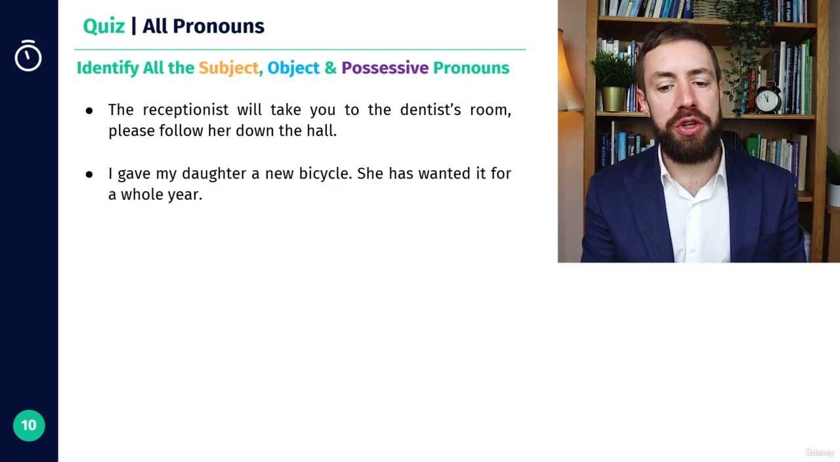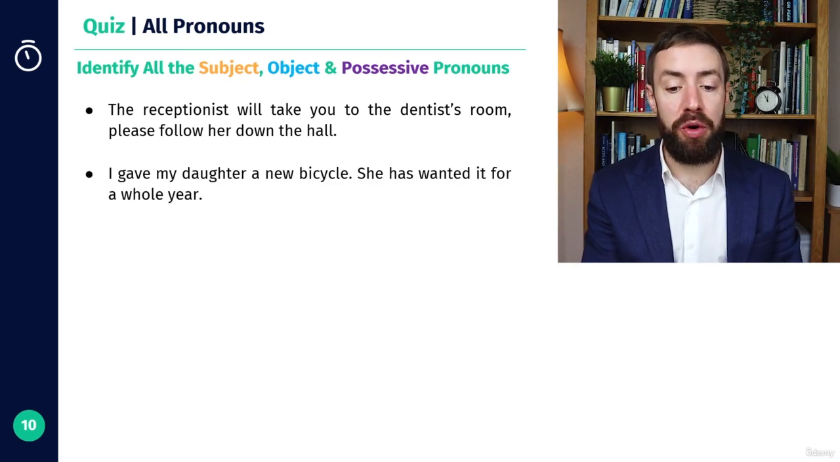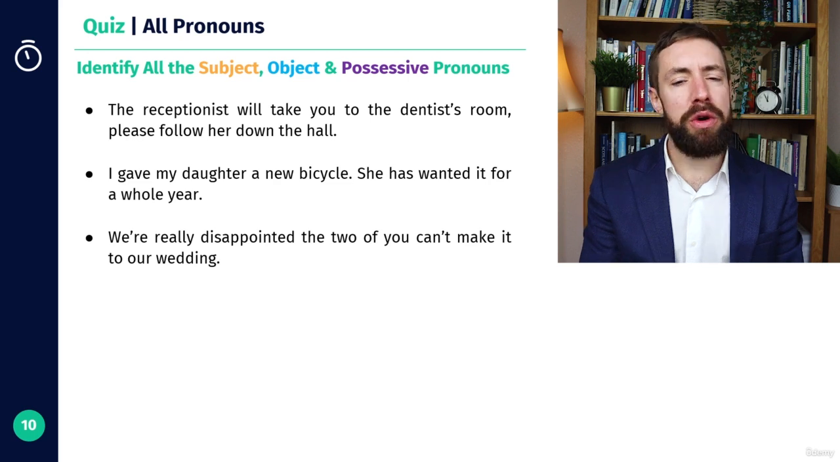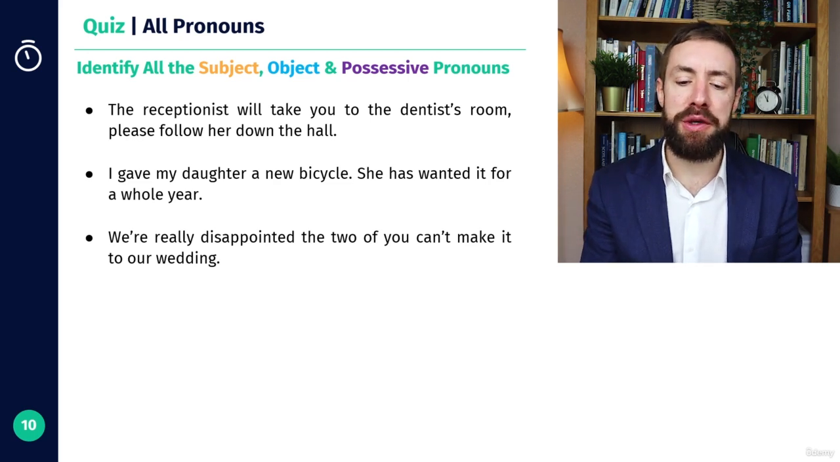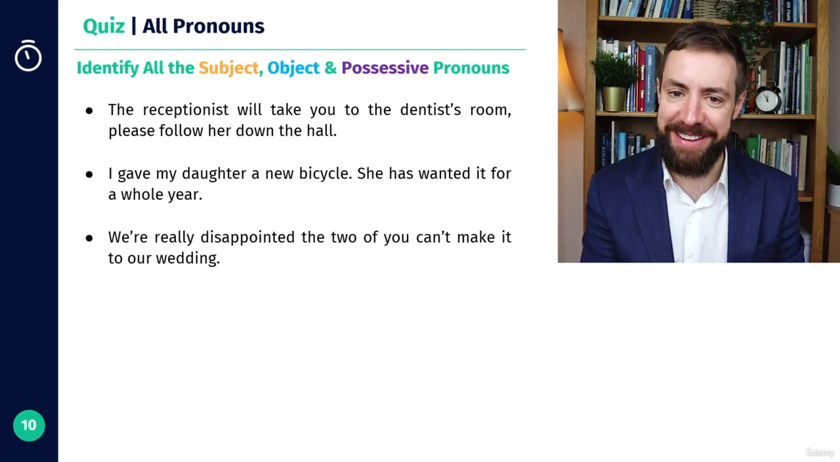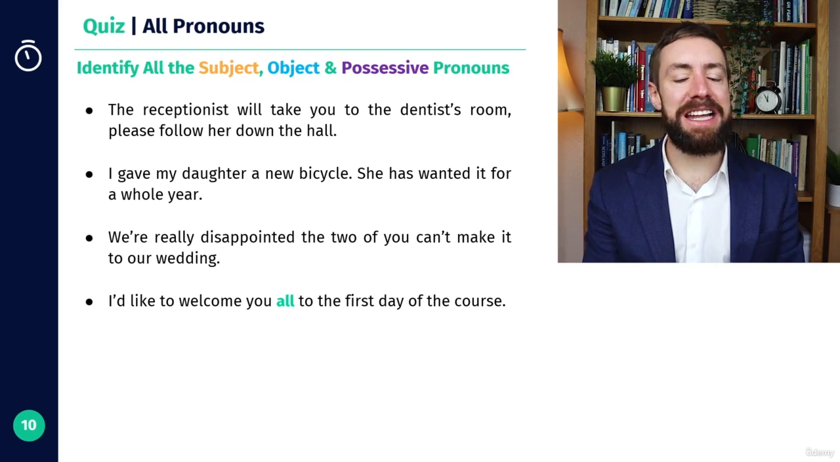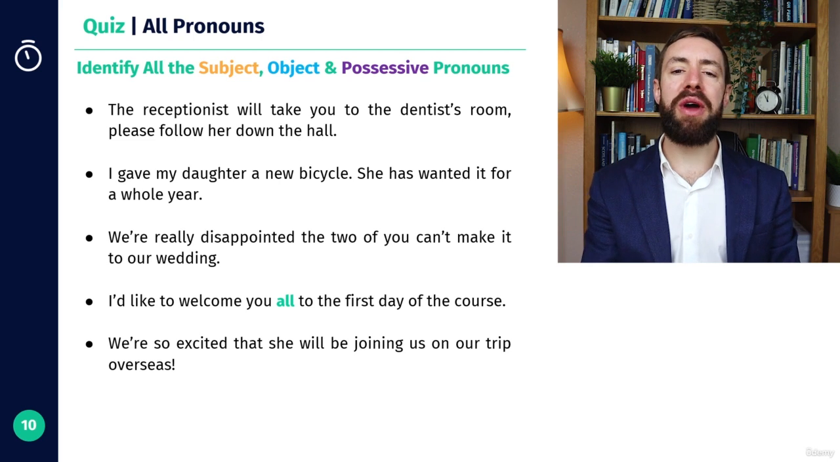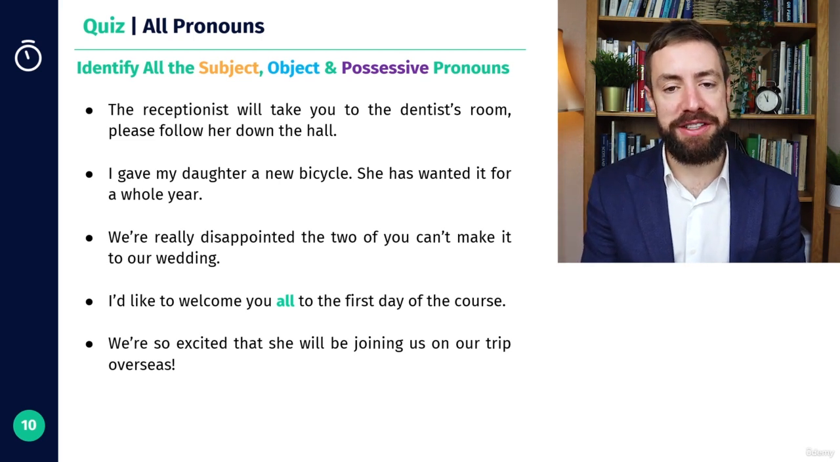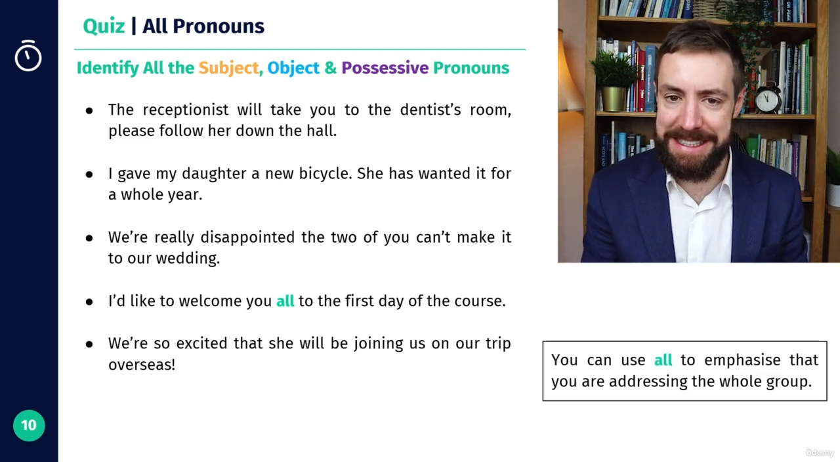I gave my daughter a new bicycle. She's wanted it for a whole year. We're really disappointed the two of you can't make it to our wedding. A lot of pronouns there. I'd like to welcome you all to the first day of the course. We're so excited that she will be joining us on our trip overseas.